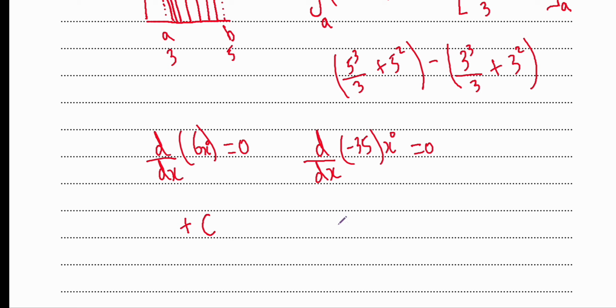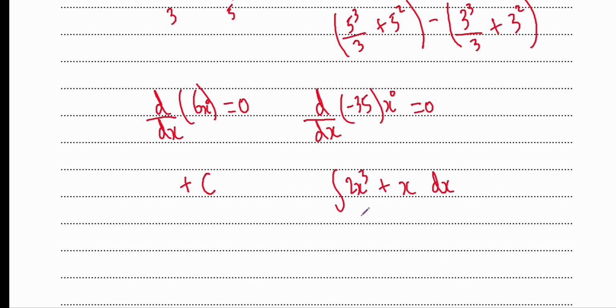So if I tell you to calculate the integral of 2x cubed plus x with respect to x, and I don't give you any numbers, I don't give you b and a, the way you would do this is the exact same thing. So you would have the 2 in front, and then x to the power 3 plus 1 is 4, divided by 4, plus x to the power 1 plus 1 is 2, and then divided by 2. And then you would just add a plus c. That's it, that's all you have to do.